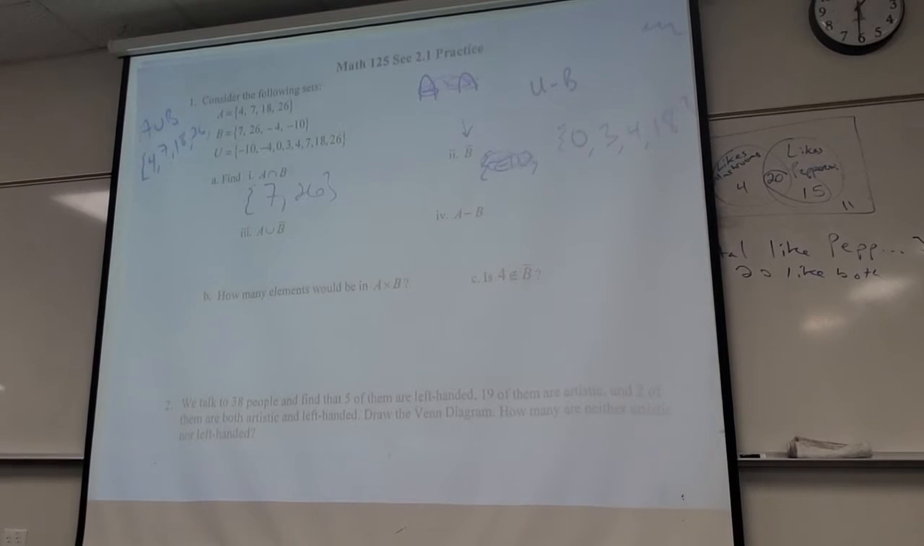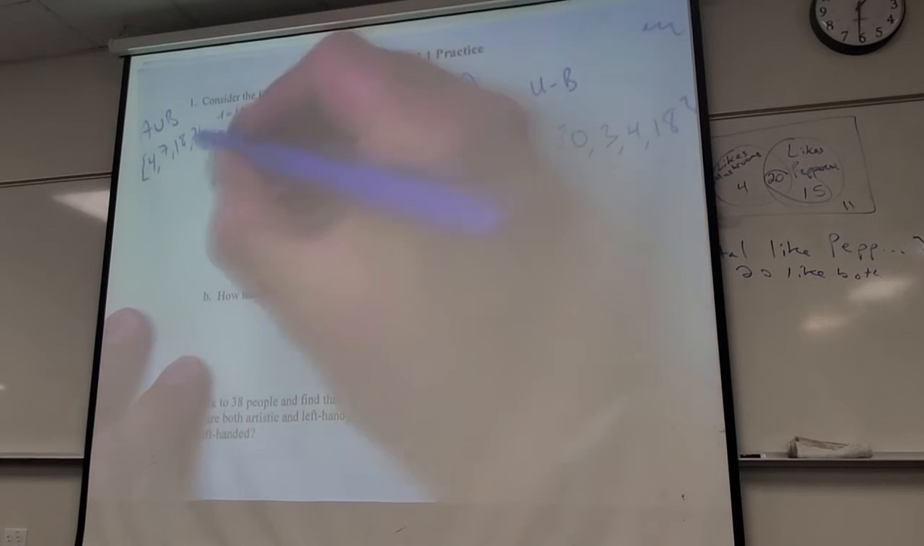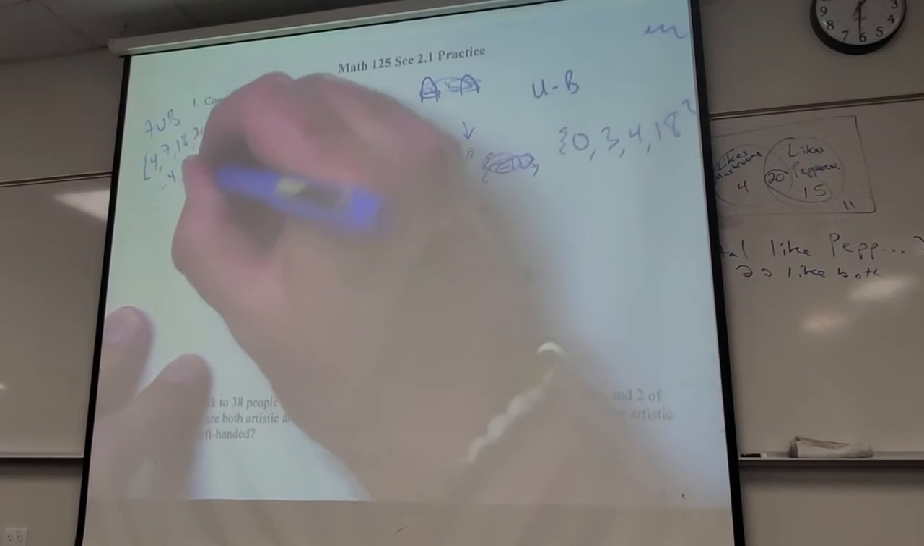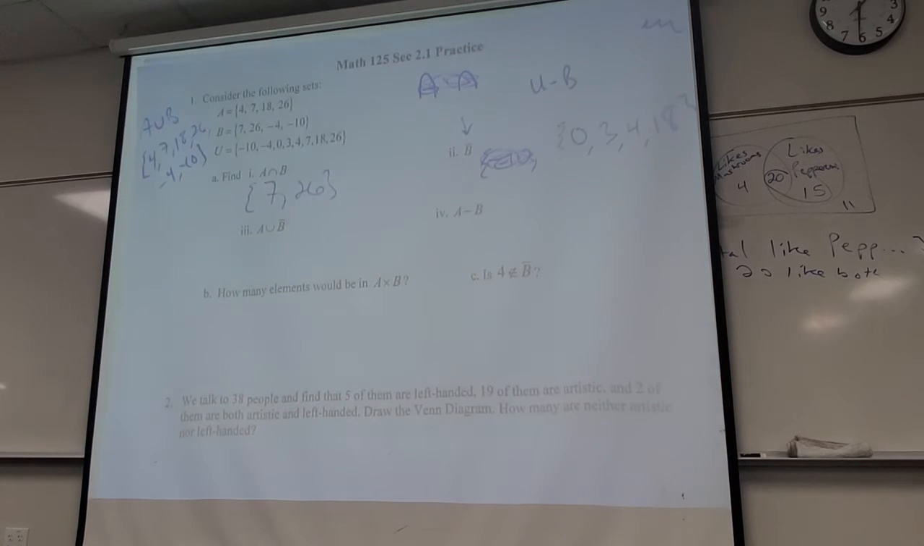4 is already in. I'm going to put him in again? No. What else is it? 7's already in. I'm not going to write him again. 26 is already in. But -4, -10, there. Let me stop for a minute. You're like, good job, Jeff. You did some extra work, whatever you want to do.